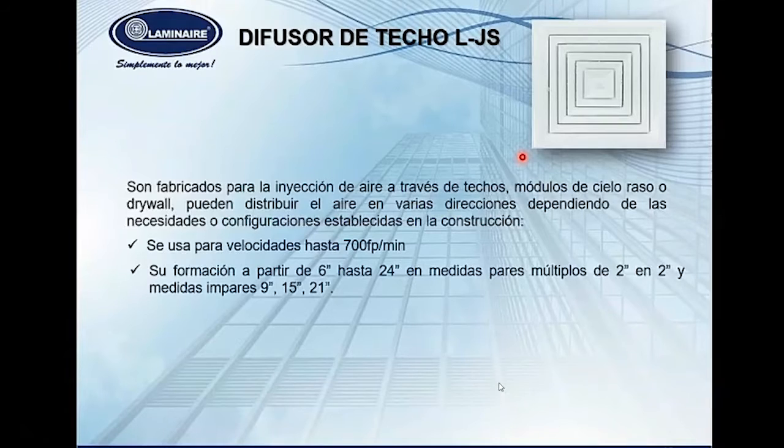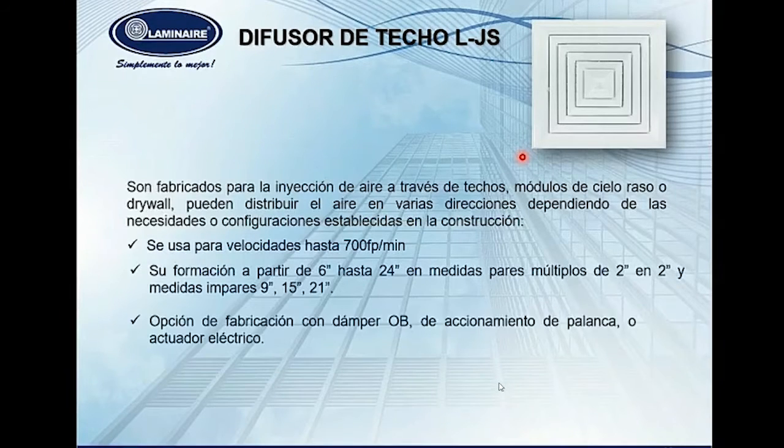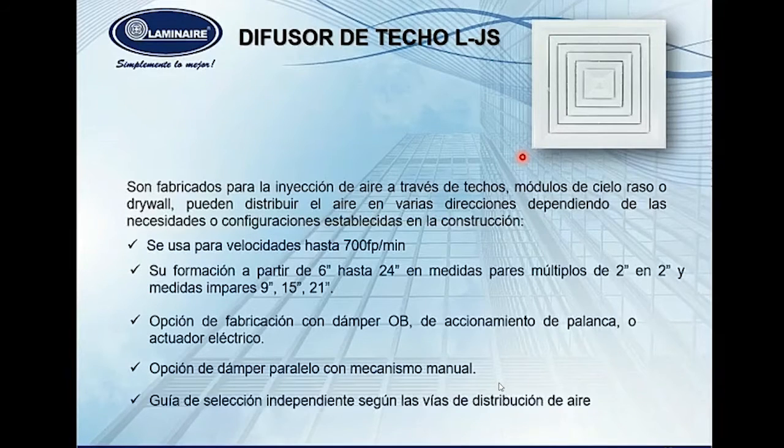The sizes are from 6 inches up to 24 inches in pairs, in steps of 2 inches, and we don't have the 9, 15, or 21. The options for manufacturing include a damper OB, and there could be an electrical actuator. That is also an option for the damper, parallel to the manual mechanisms or shooter. And there is a guide for selection independently for every single air distribution way for every single diffuser.